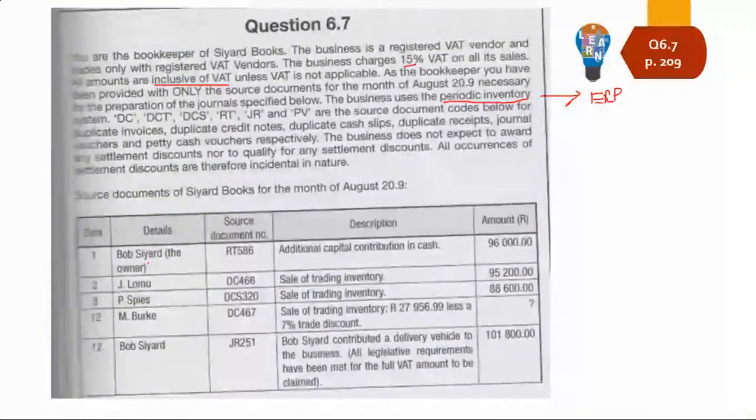Okay, so let's go through the first transaction. Bob Siat, the owner, so we know it's the owner, put in additional capital contribution in cash. In which journal would we place this? Okay, before we start here, let's quickly just check what is required from us. Okay, so Lino says in the CBR. Let me just write here CBR.